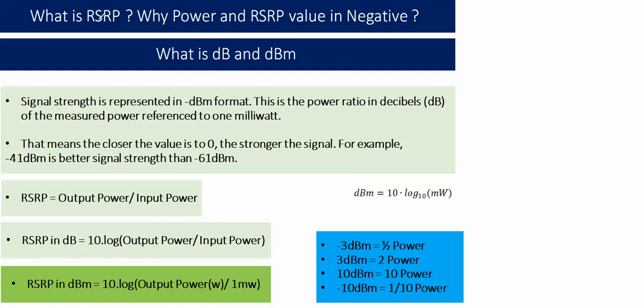First of all, we need to understand RSRP. RSRP stands for reference signal received power. Suppose the eNodeB sends a reference signal: what power is used for sending the reference signal from the eNodeB to the mobile, and what power that reference signal is received at on the UE side. This ratio is called RSRP.